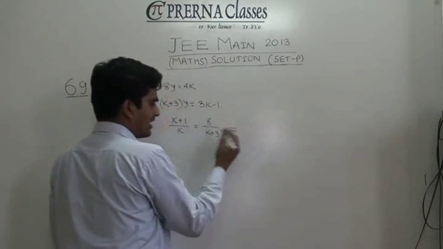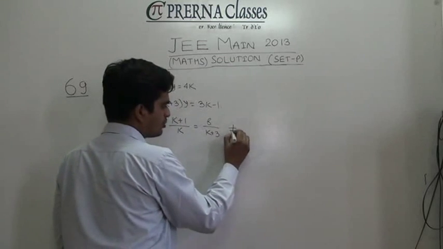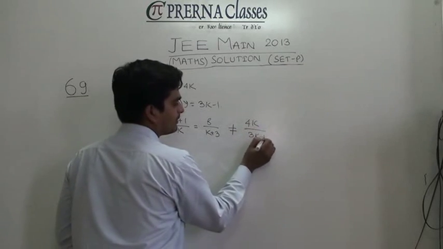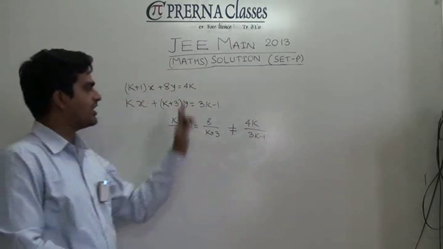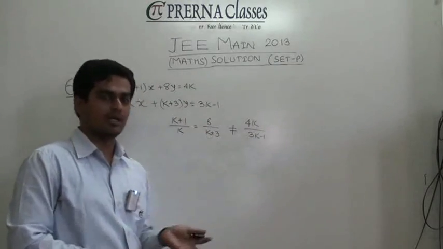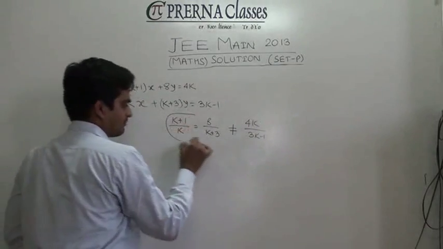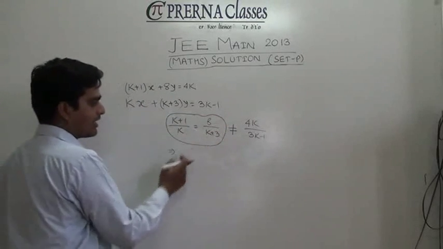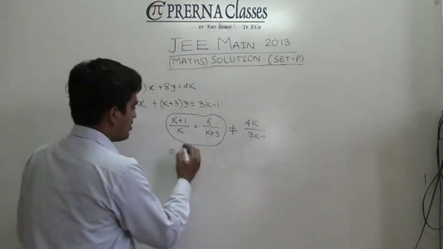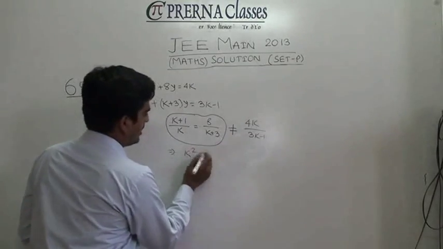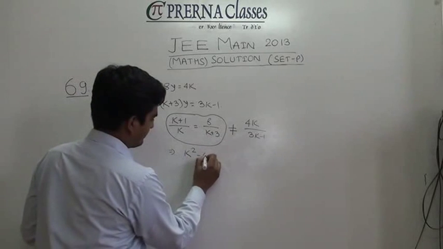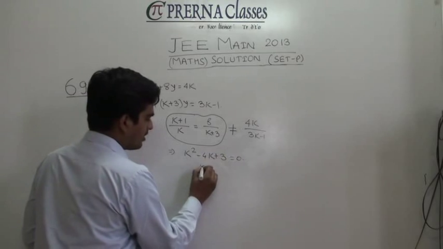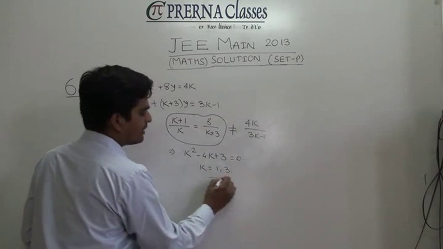Further, after this, this ratio should not be equal to 4k by 3k minus 1. Then and only then will these be parallel but different lines. As far as the value of k is concerned, we can easily figure it out from this, because it's a quadratic equation. You'll end up getting two values of k. This is the quadratic you end up getting, which implies k equal to 1, 3 are the roots.